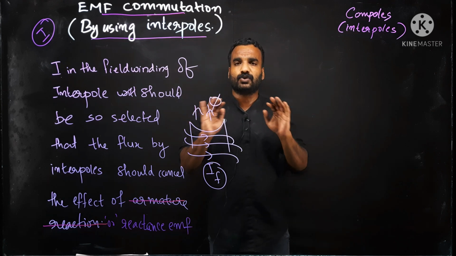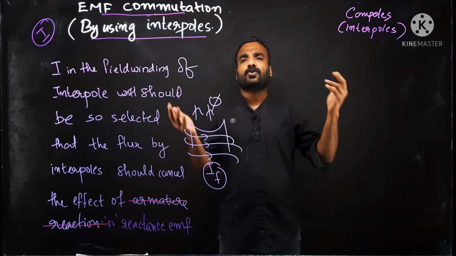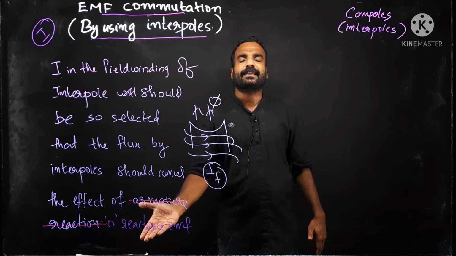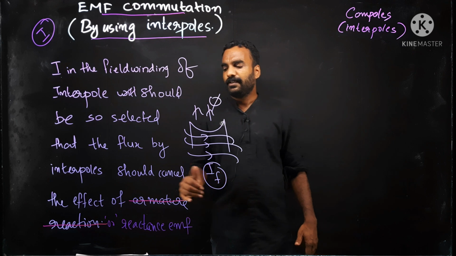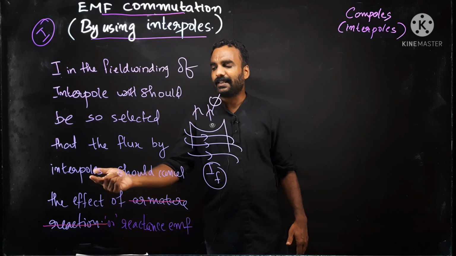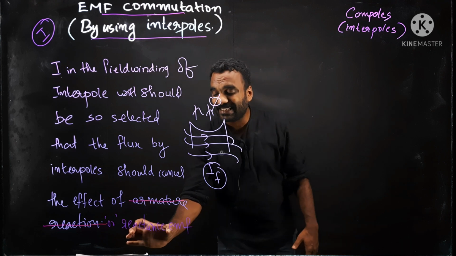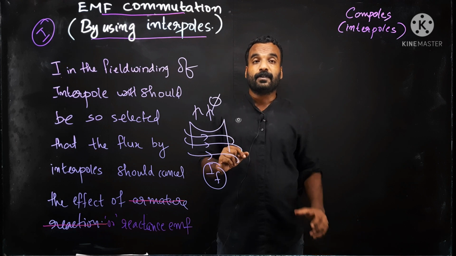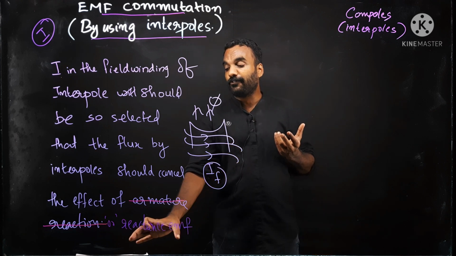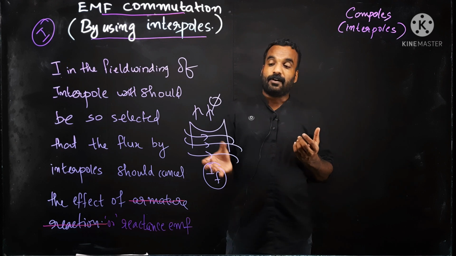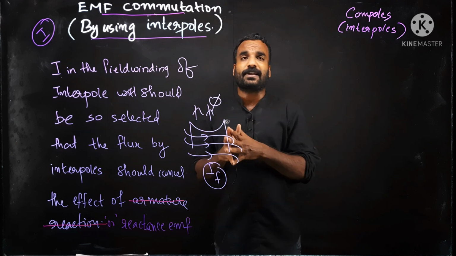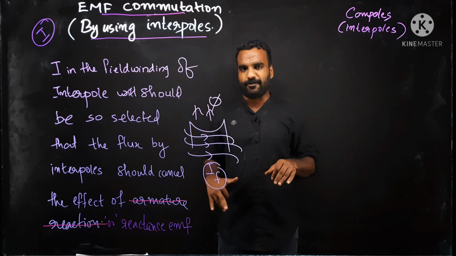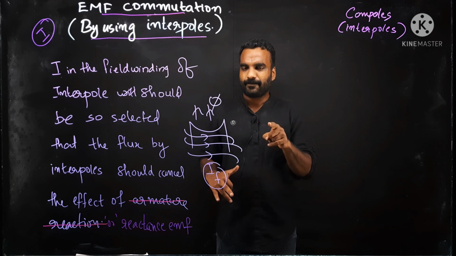If armature reaction is not there, or the demagnetizing or cross magnetizing effect is perfectly cancelled, then reactance EMF will not come into picture. So for the time being you can think like that. The interpole should cancel the reactance EMF. So the flux produced by interpole will cancel the effect of reactance EMF. In a generator, what is the role of flux? When the generator is rotating, the flux will produce some EMF. Is that clear?